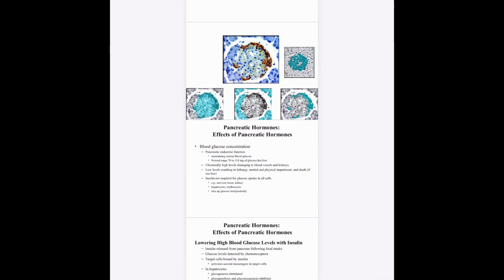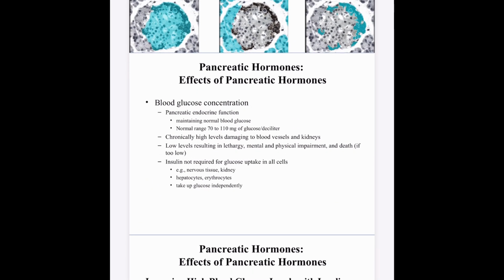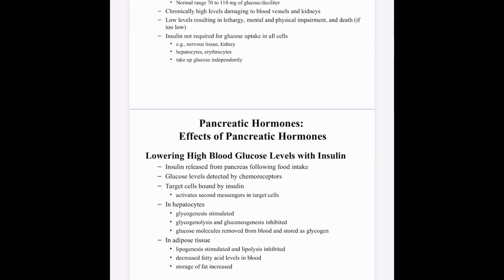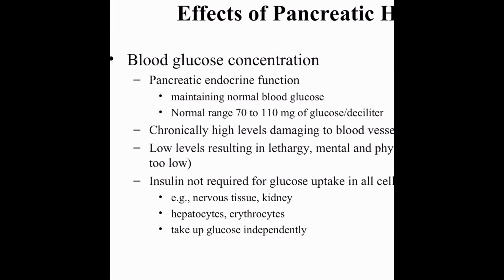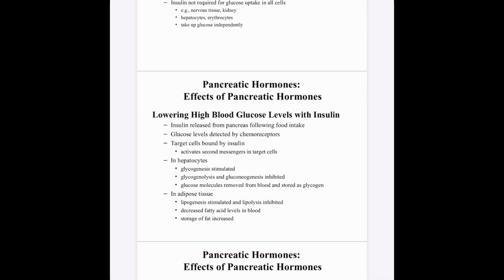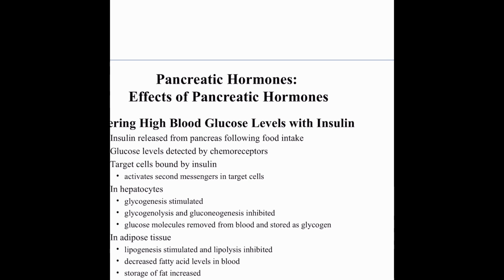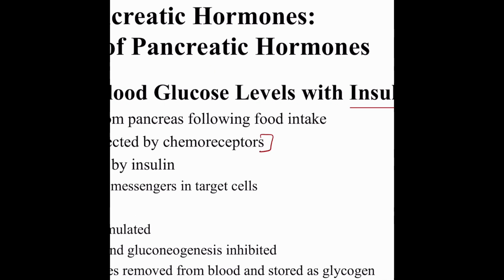Pancreatic hormones affect blood glucose concentration, right? So they both affect glucose concentration. You can try and memorize this normal range, lowering high blood glucose levels, right? So we know insulin lowers glucose levels. Detected by chemoreceptors, right? So we're testing the blood. Target cells bound by insulin.